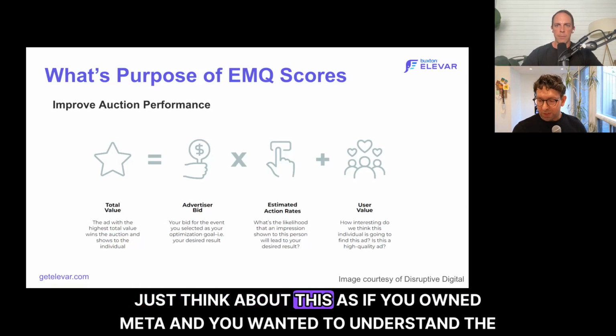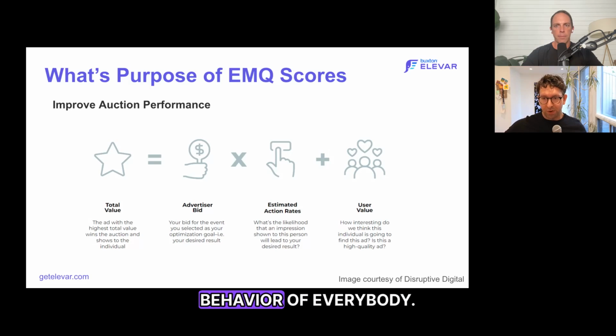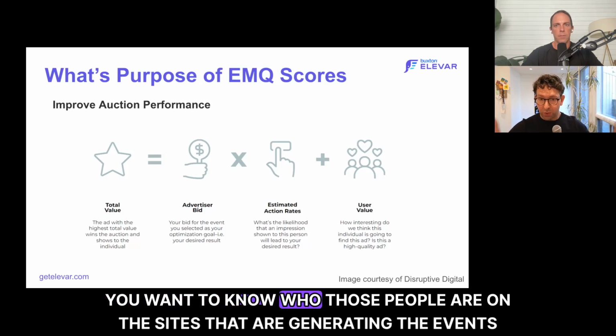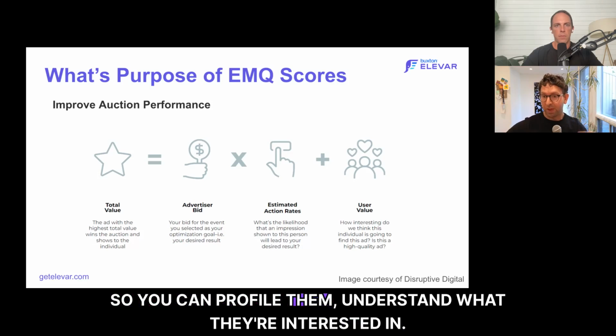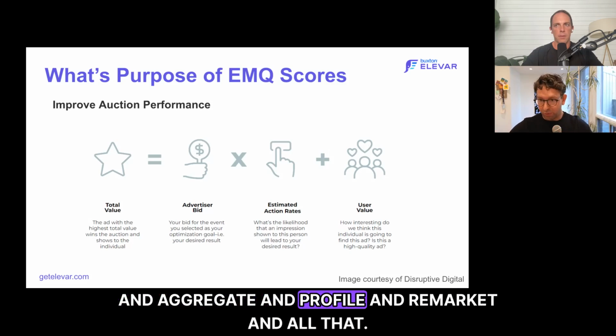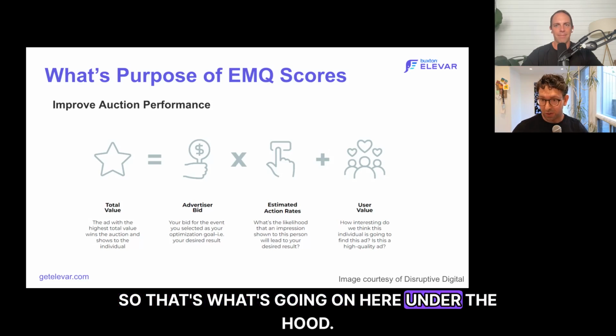Just think about this as if you owned Meta and you wanted to understand the behavior of everybody. You're always receiving events from a whole bunch of sites. You want to know who those people are on the sites that are generating the events so you can profile them, understand what they're interested in. That's what Meta's trying to do. They're trying to match random behavior that's coming in to somebody they know and aggregate and profile and remarket and all that. So that's what's going on here under the hood.